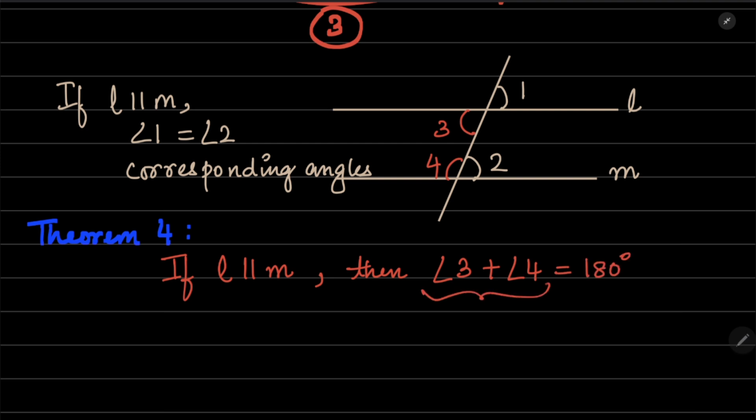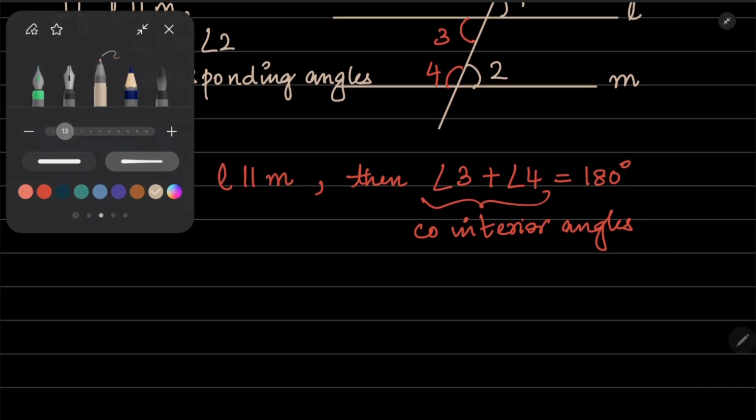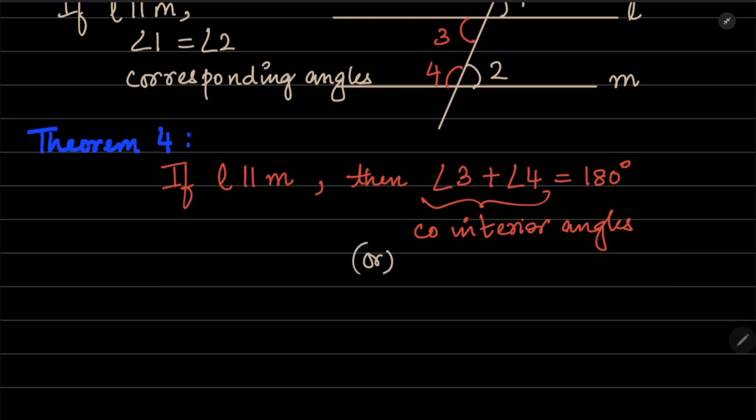So what are 3 and 4? These are co-interior angles. So this is your theorem 4. The sum of co-interior angles is 180 degrees, or you can say that angle 3 and angle 4 are supplementary. That's another way of saying it. This is a term which we have already studied in the first part of the video.